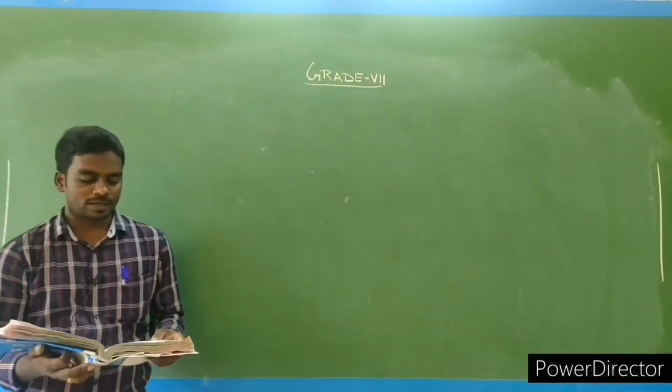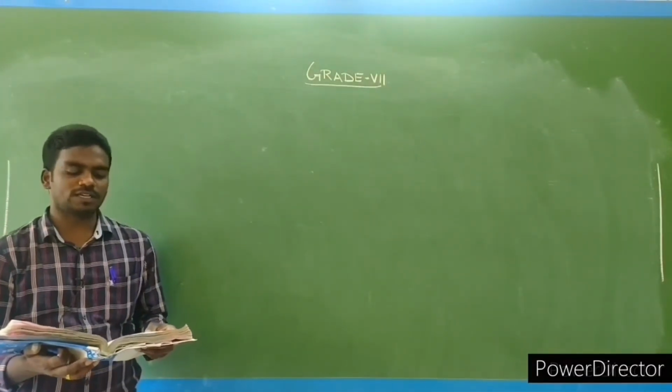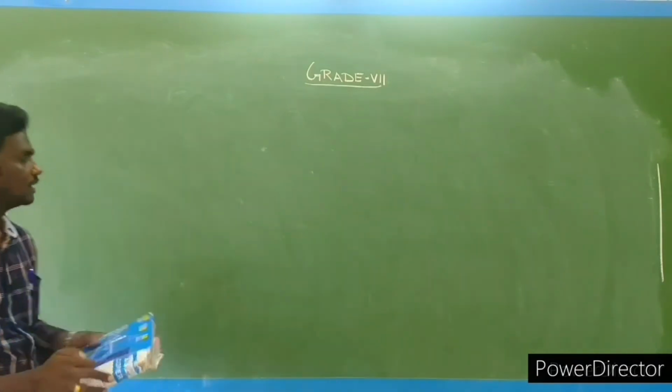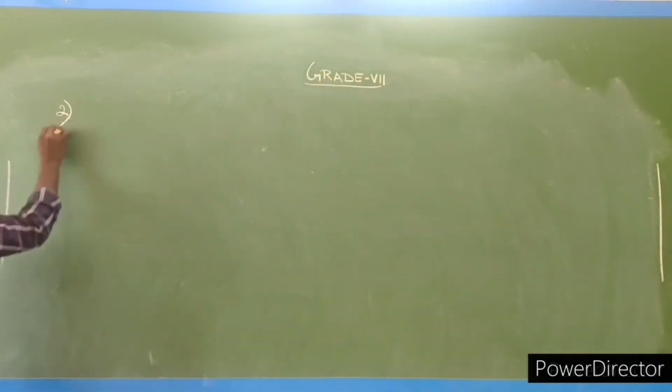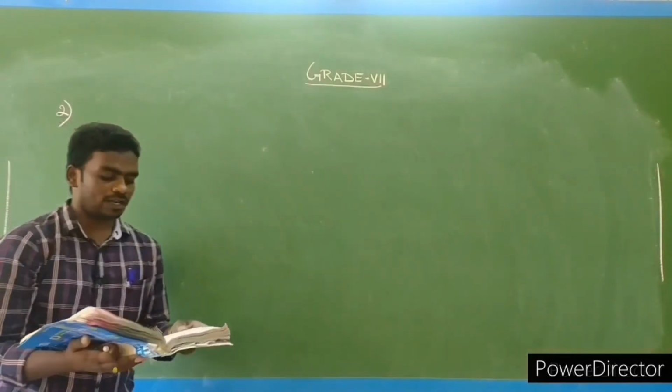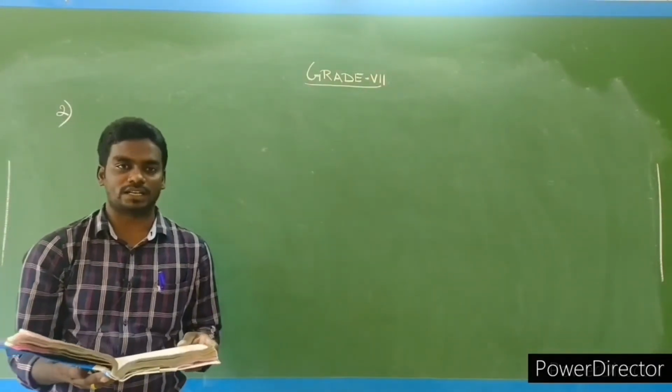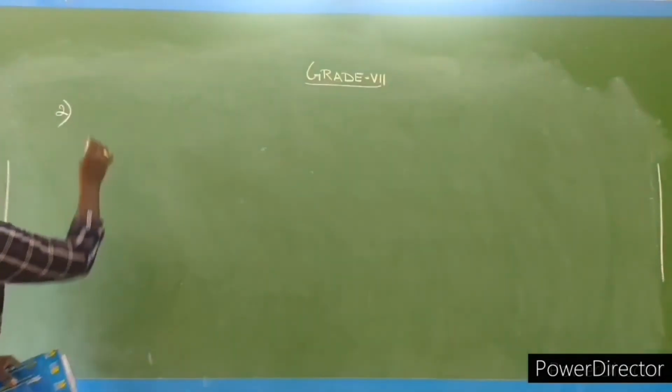Next, in our first pattern, remaining questions, that means D question and E question is your homework sum. Next, what is our second pattern? Second pattern is find the area of the following triangles. Find the area of the following triangles.